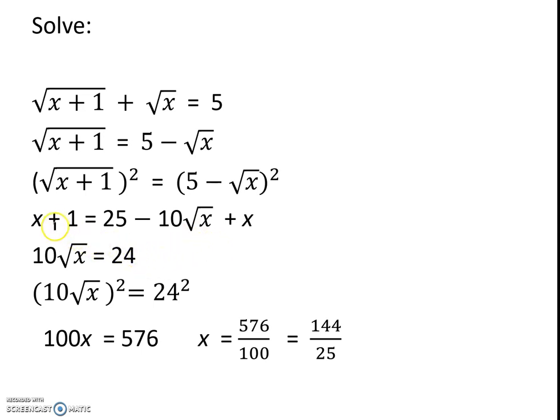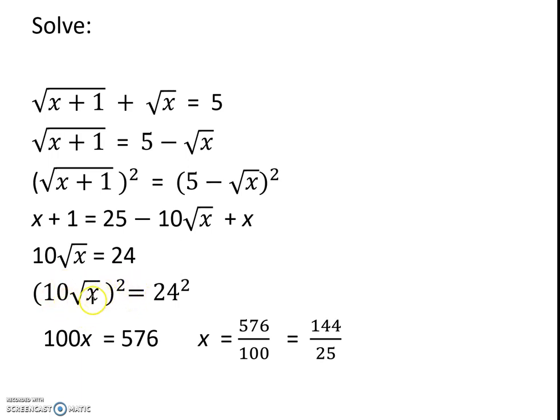Taking the x over to the other side, minus x, those go away. And minus 1 from 25 is 24. And plus 10 times the square root of x, taking that to the other side, we're left with 10 times the square root of x equaling 24. So once again, we have to square in order to get rid of this square root.